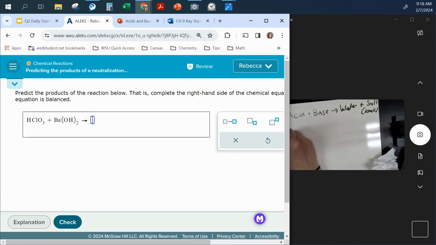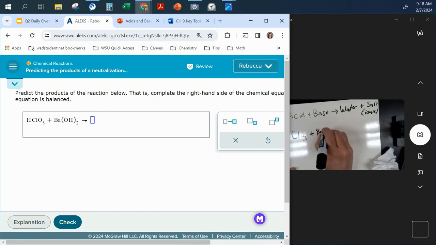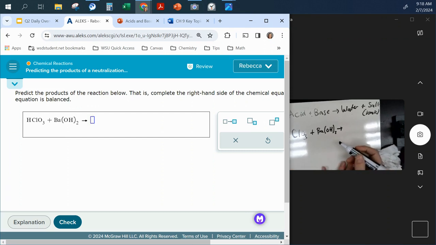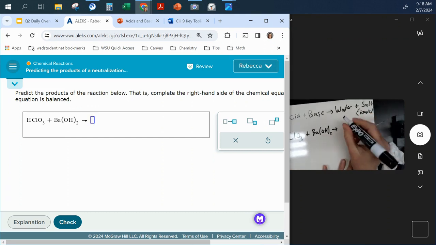So I've got HClO3. Do you know this acid is chloric acid? Then I'm going to add a base, barium hydroxide. So a clue that I'm going to have to balance the coefficients is that I have 2 hydroxides. And if I don't have charges of 1, then I'm going to have to balance a little bit. This is going to be a little bit harder.